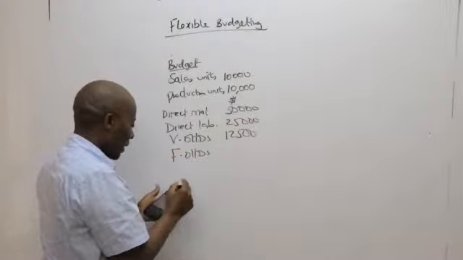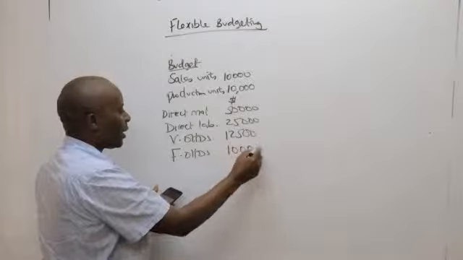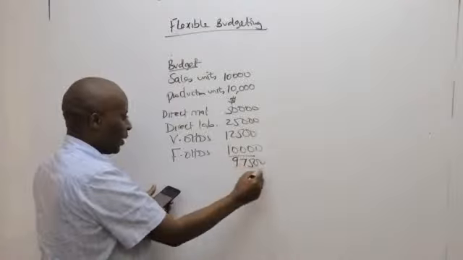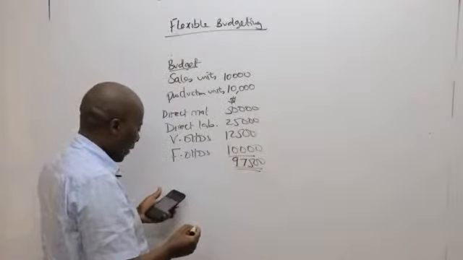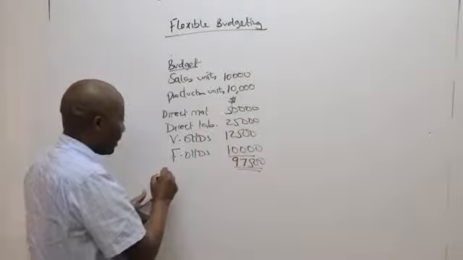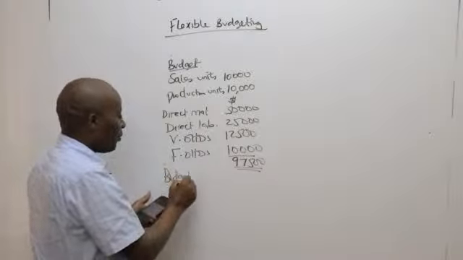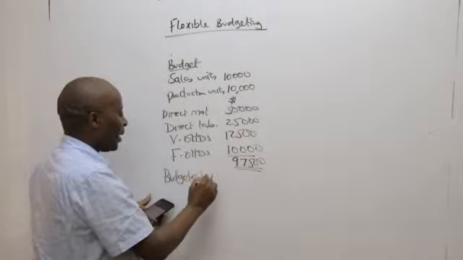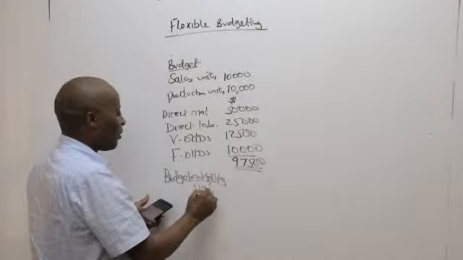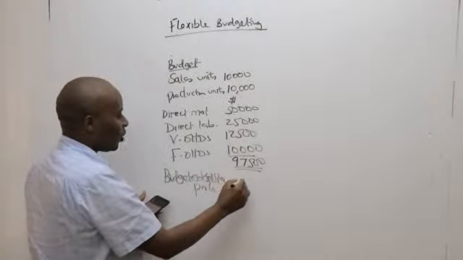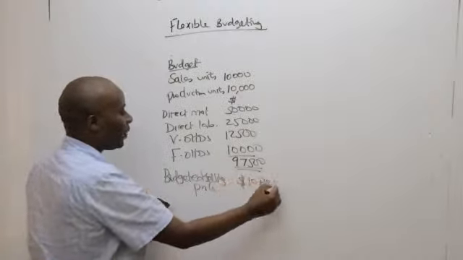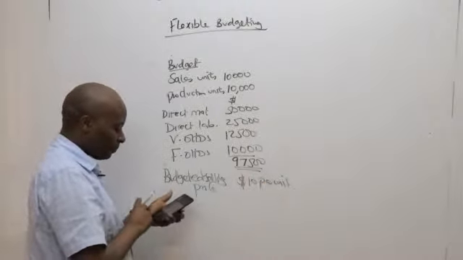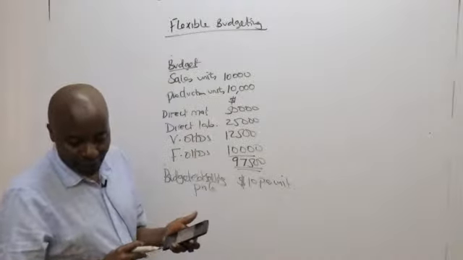Fixed overheads, 10,000, giving us a total of 97,500. And then they have given us the budgeted selling price. Budgeted selling price is $10 per unit, full stop there.